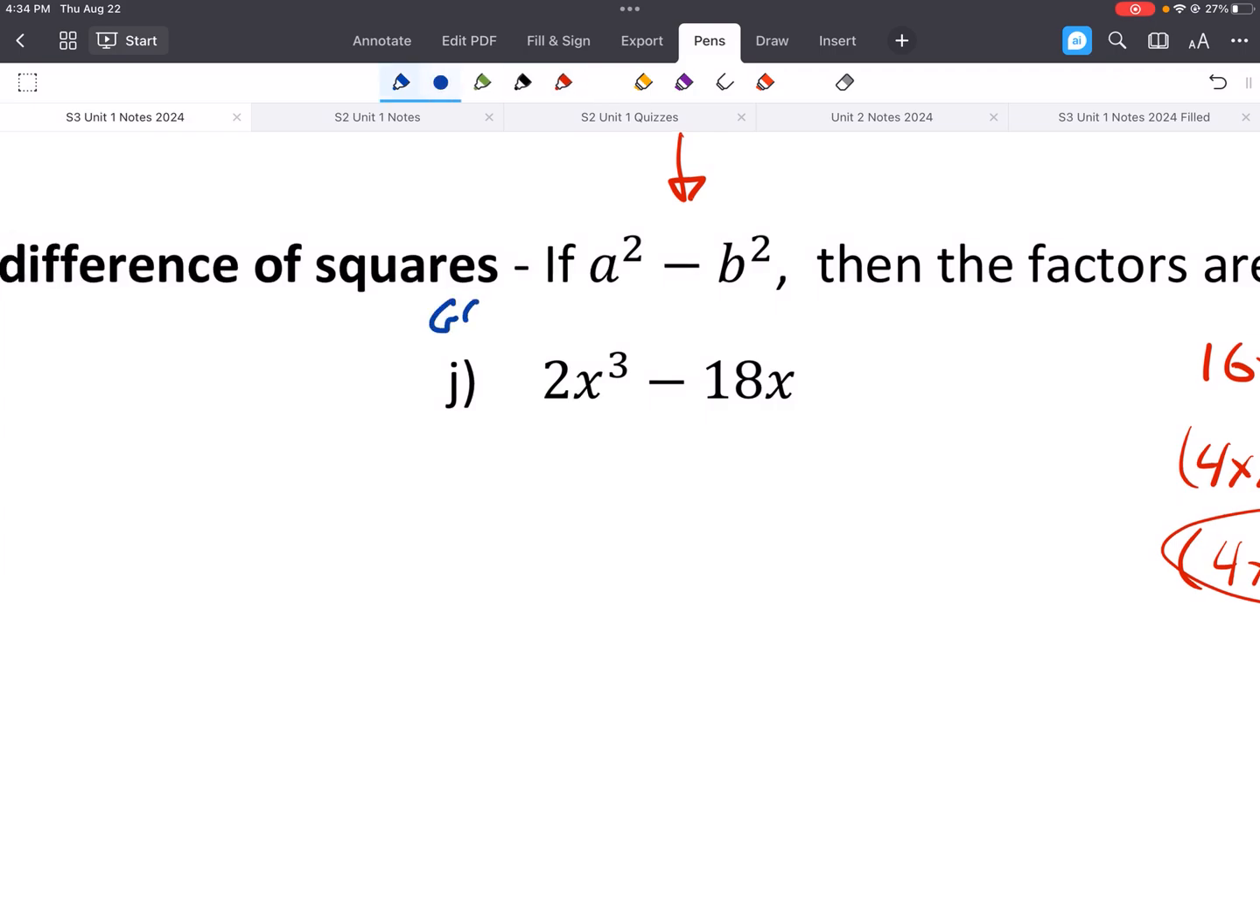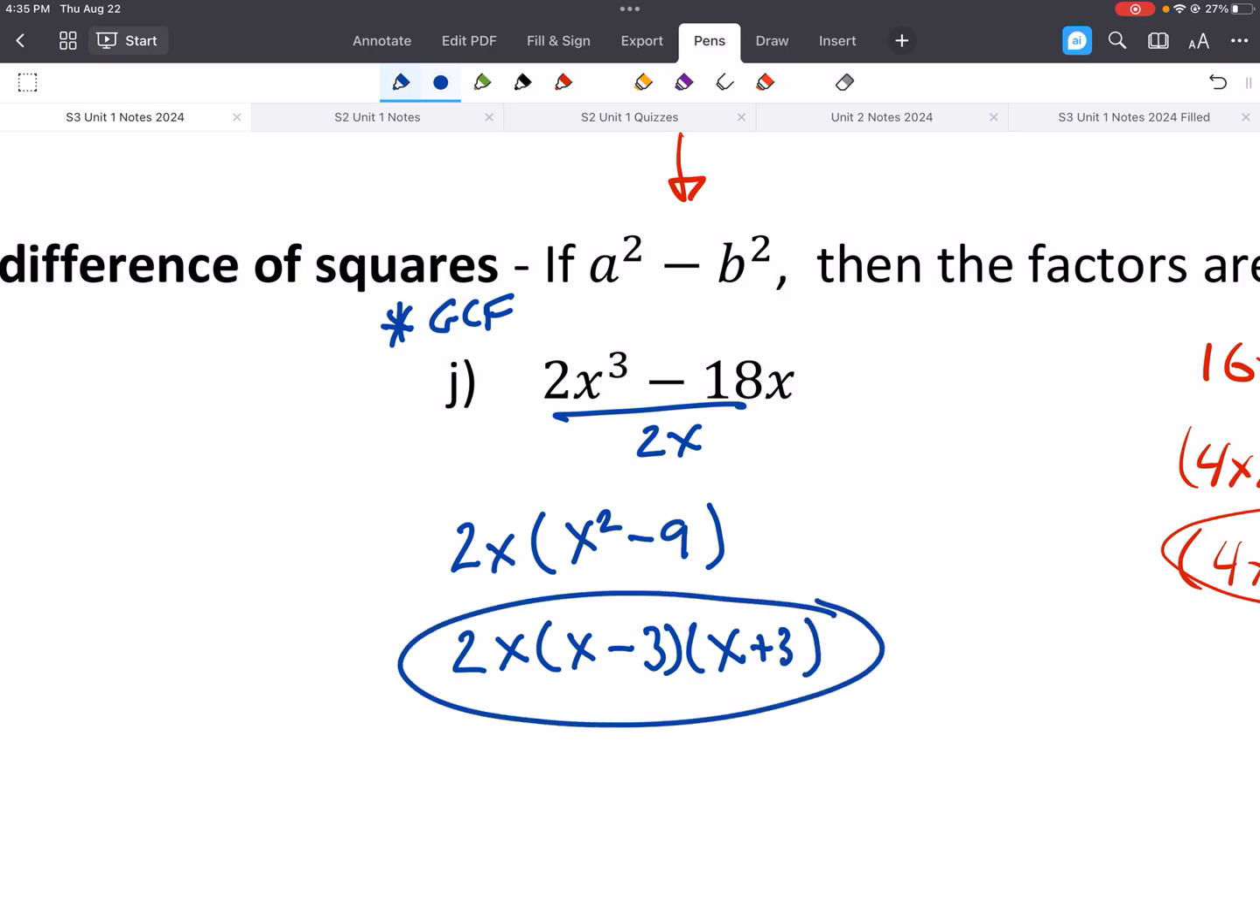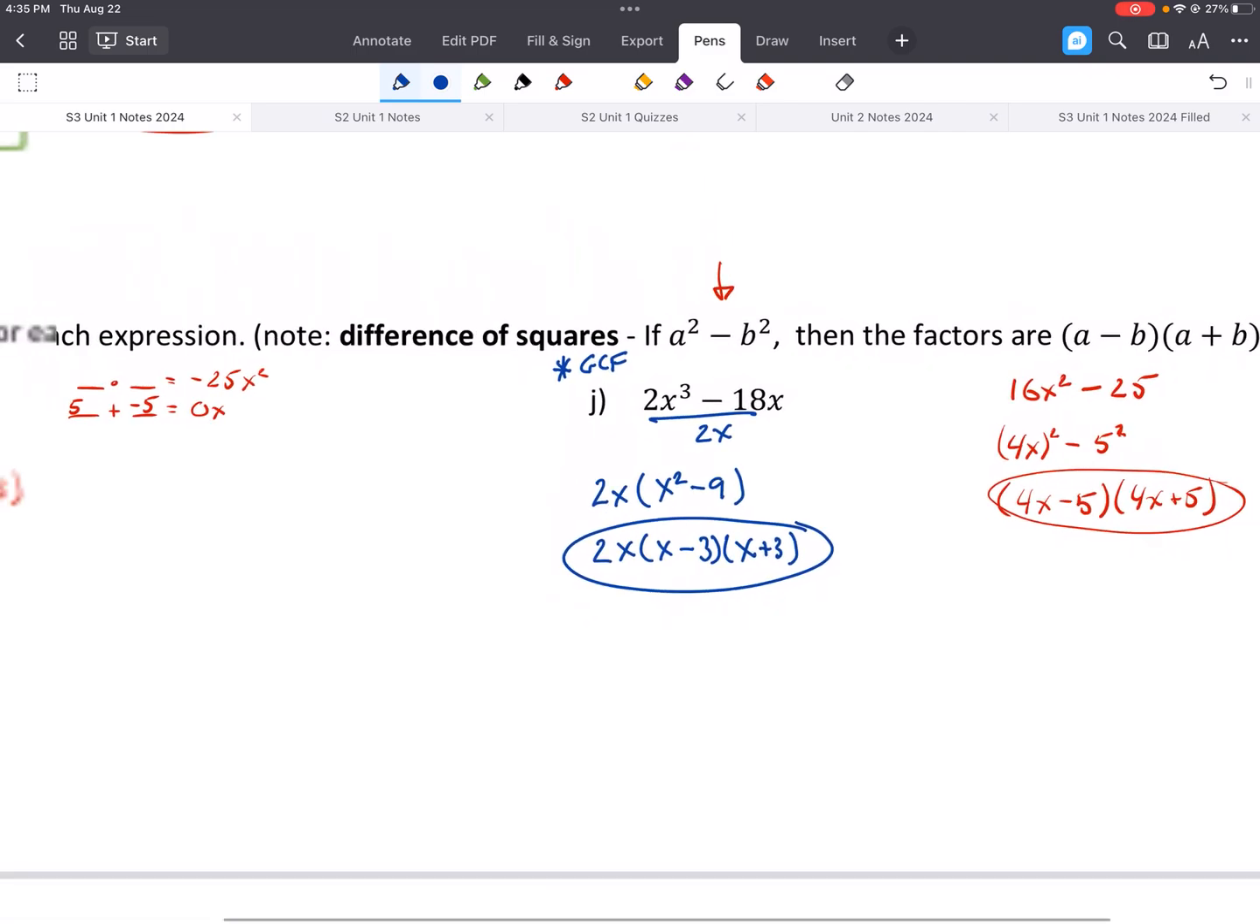This one has a greatest common factor. So we want to take care of that first. We can factor out a 2x, and we should end up getting x squared minus 9. And now that's a difference of squares. Okay, this is x squared minus 3 squared. So our factors would be x minus 3 and x plus 3. Okay, again, you could factor that using doing the puzzle and all that if you wanted to.